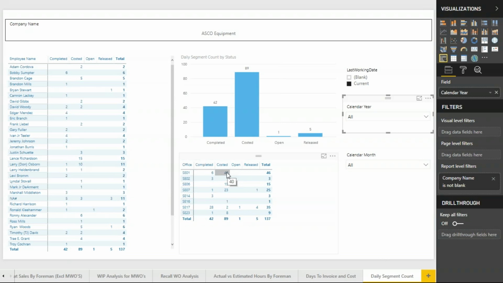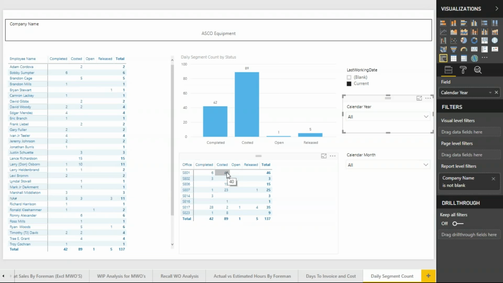This is just an operation thing, volume wise, who's doing what. They just opened one work order in one day, something, that's interesting. 5 got released, 42 got completed, 89. So it's just gauging and giving you the volume of the orders that one's going through in a particular service branch. So what's the difference between costed and completed? Oh, wait, never mind.